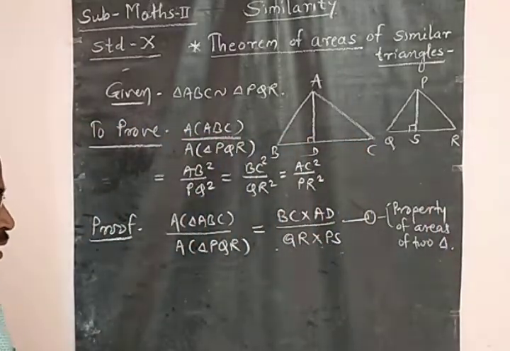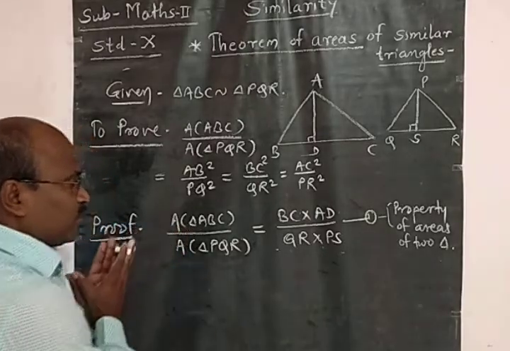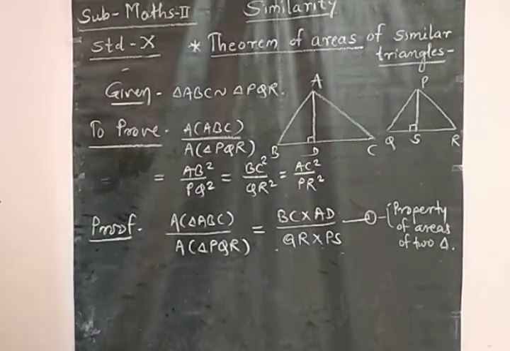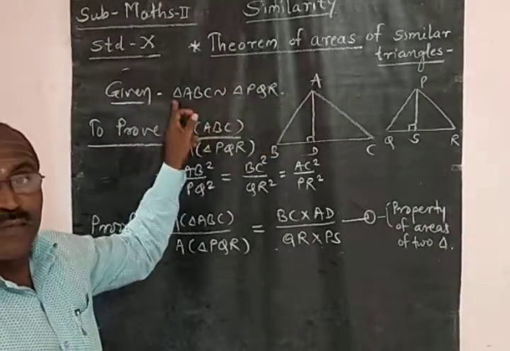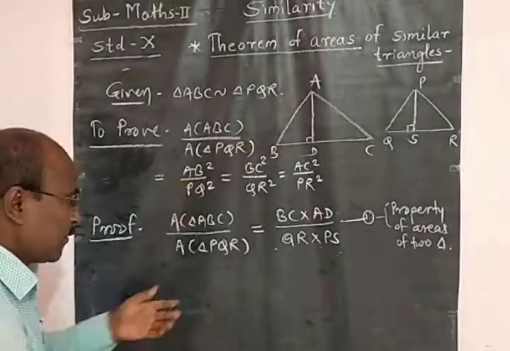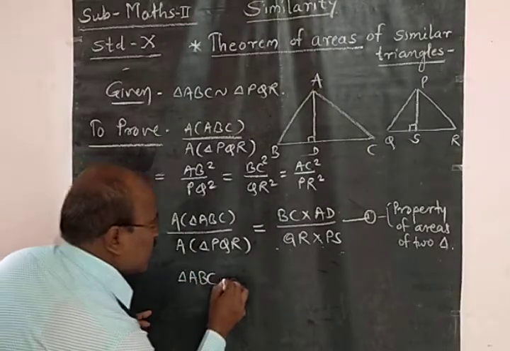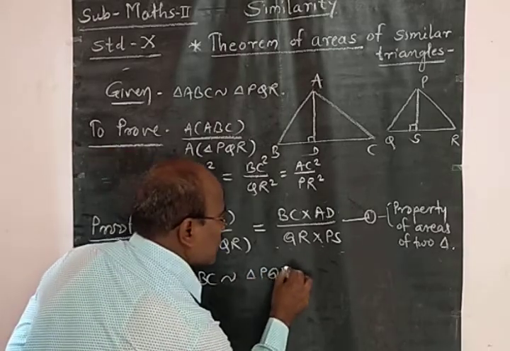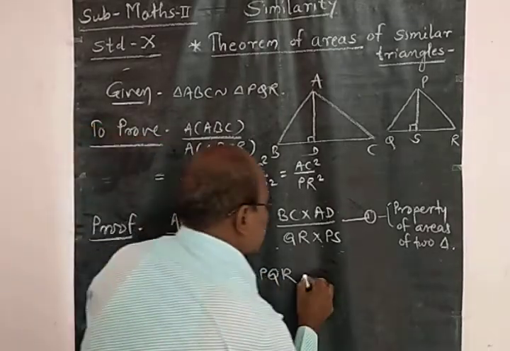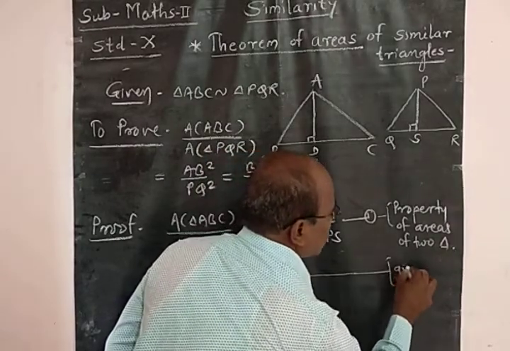Okay. Now again, what is given here? Triangle ABC and triangle PQR are similar to each other. So write here, triangle ABC is similar to triangle PQR. It is the given statement. Write the reason here.